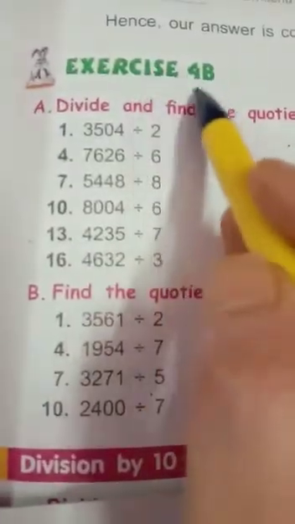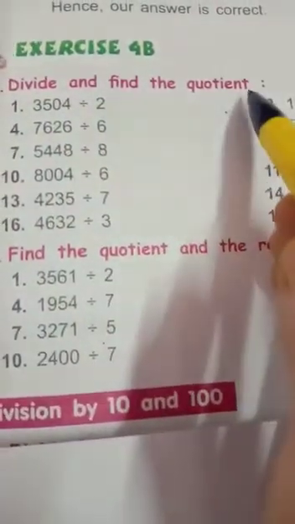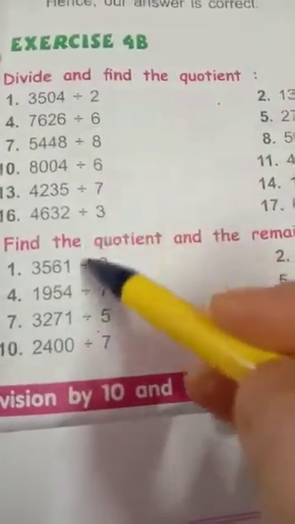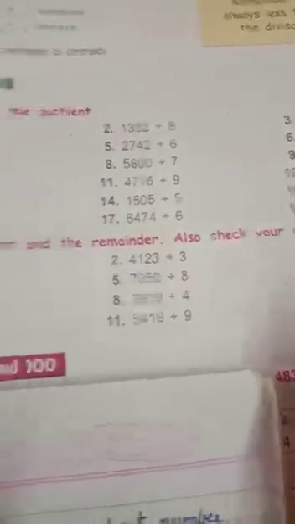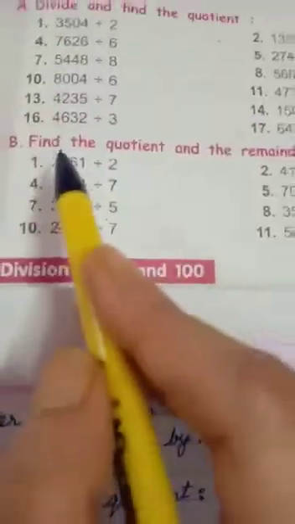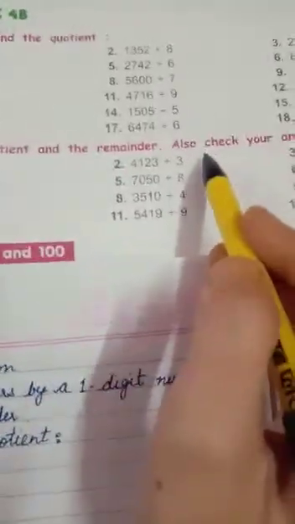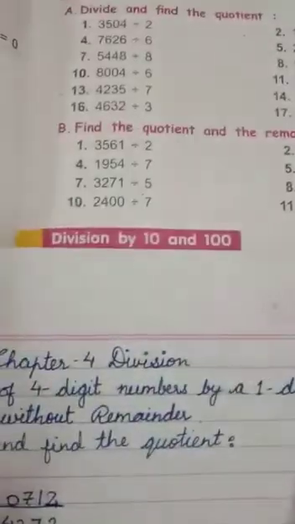In the same manner, in exercise 4B, question A, divide and find the quotient. You have to solve all the given questions. Next, find the quotient and the remainder. Also check your answer. This we will do, division with remainder.